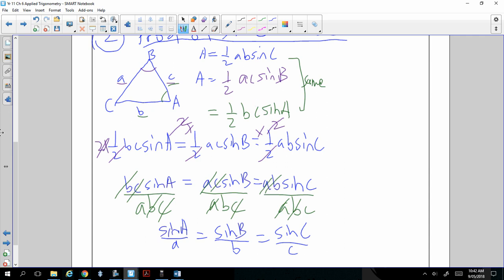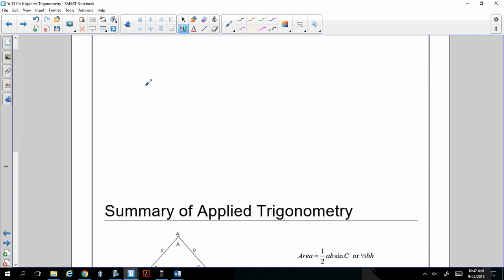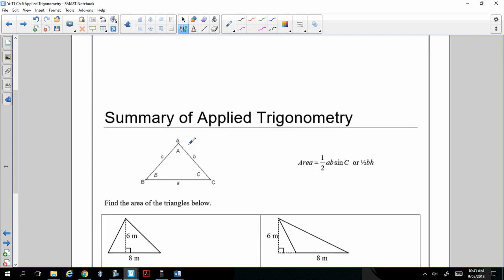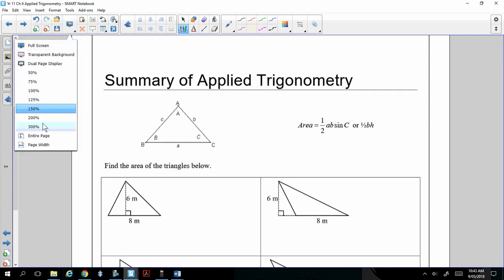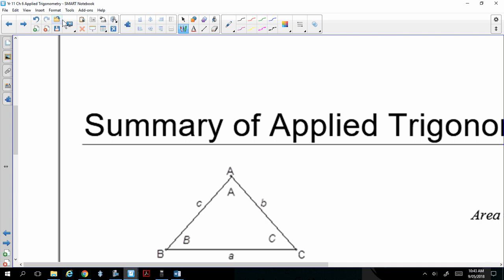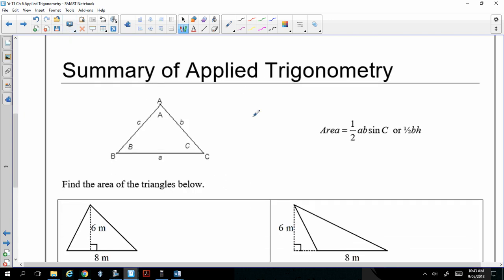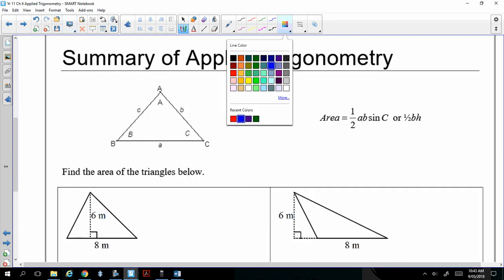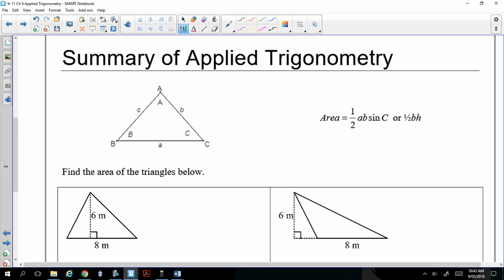Okay, alright, let's move on to the summary. So we've done some proof, and we're going to do a summary. There's actually some space for proving the cosine rule, but maybe you can look at it yourself. Okay, let's look at a summary. Summary of applied trigonometry. So we've got a formula for the area of the triangle, half AB sine C.